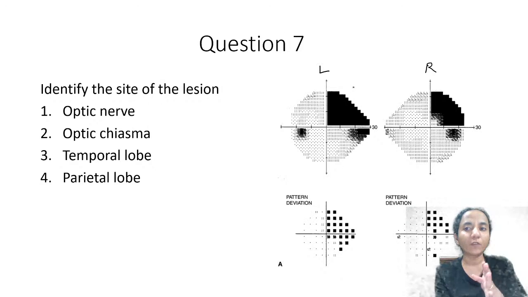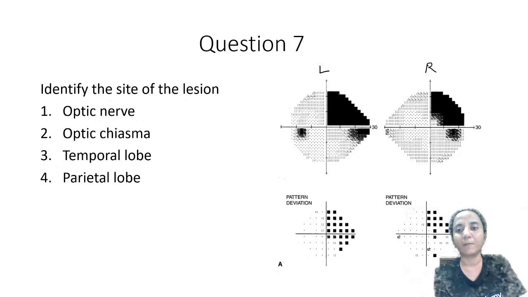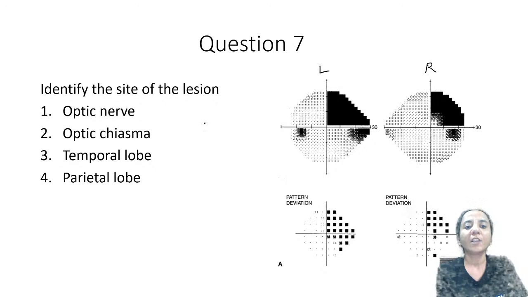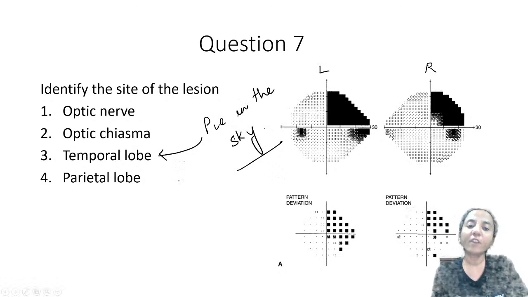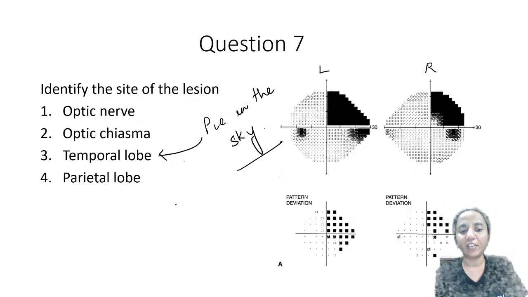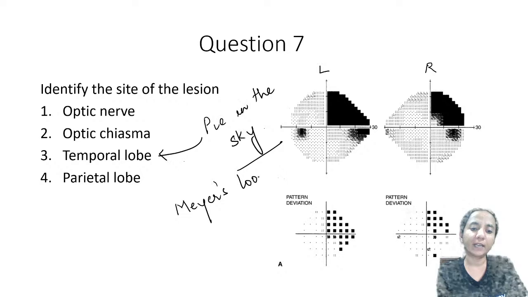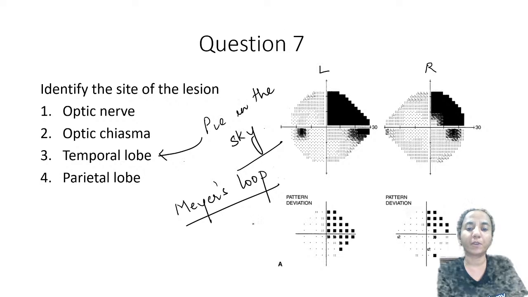The nasal part of the left and the temporal part of the right are affected. So this is a homonymous hemianopia, but it's only superior. So this is called pie in the sky. Now, pie in the sky is because of lesion where? It is because of lesion in the temporal lobe, or we can say that it is because of lesion in the Meyer's loop, which contains the fibers of the optic radiation.